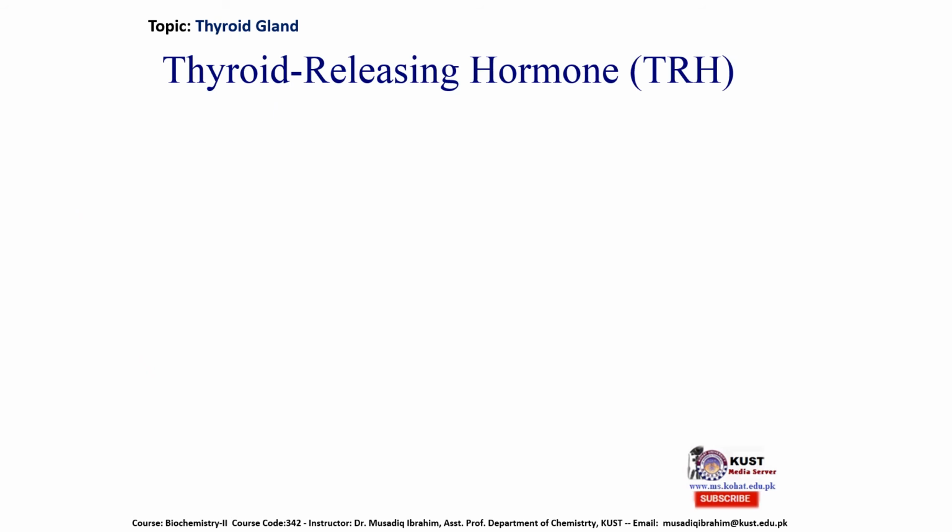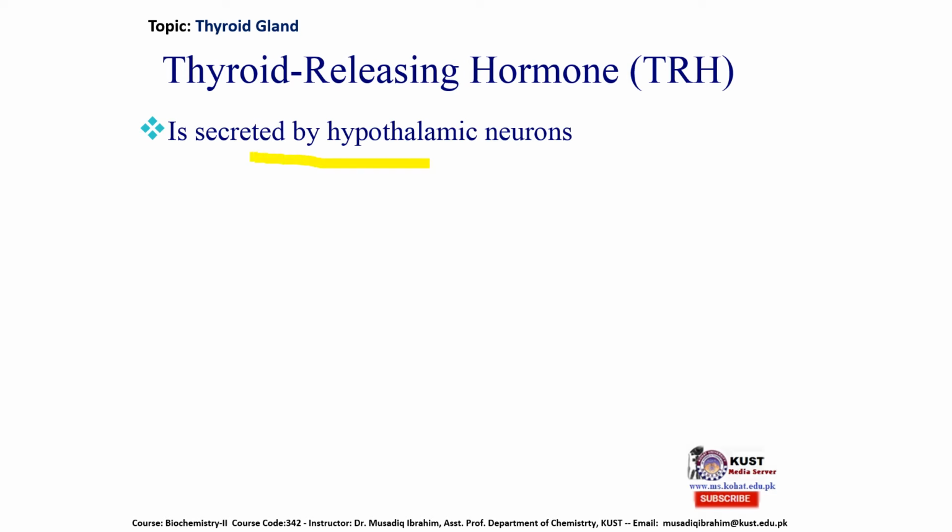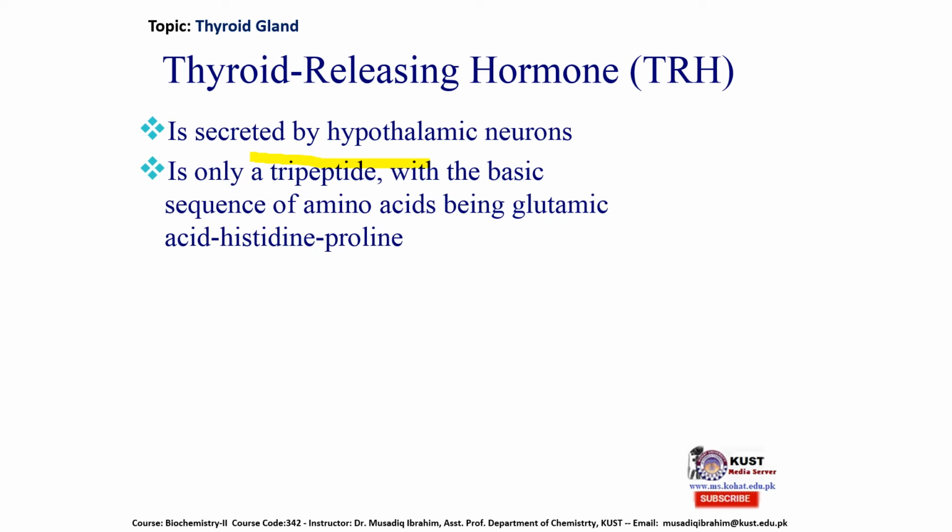Now moving towards the thyroid releasing hormone. The thyroid releasing hormone is secreted by the hypothalamic neurons from the hypothalamus, and this hormone is a tripeptide with the basic sequence of amino acids being glutamic acid, histidine and proline. So it means that thyroid releasing hormone is composed of three amino acids and it is totally proteinic in nature.